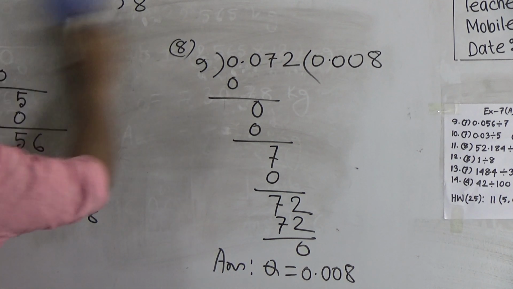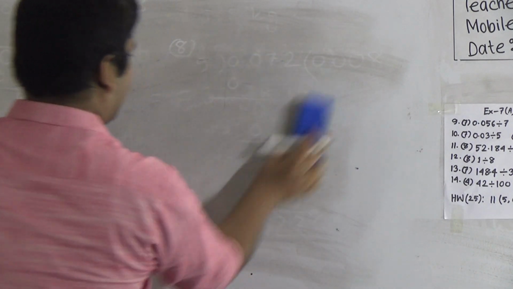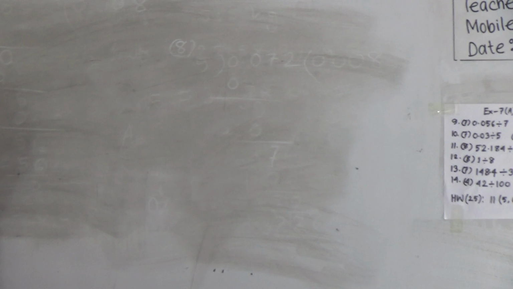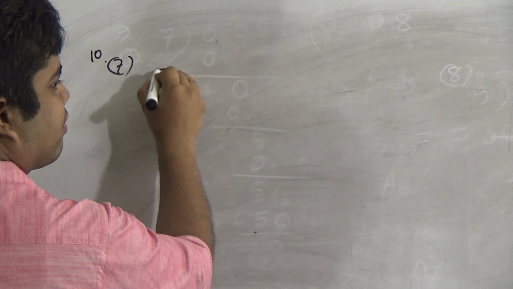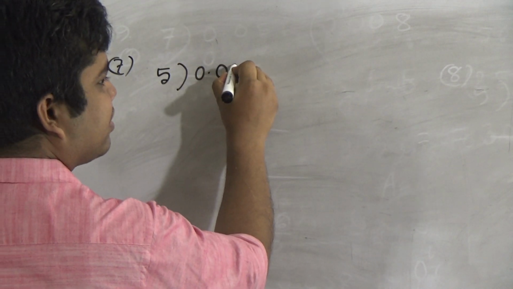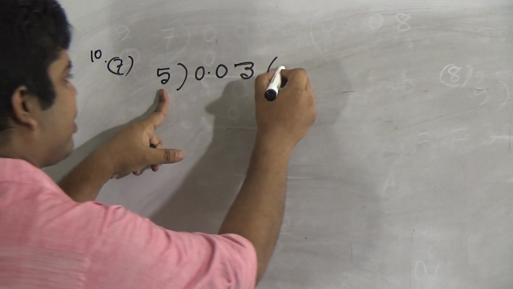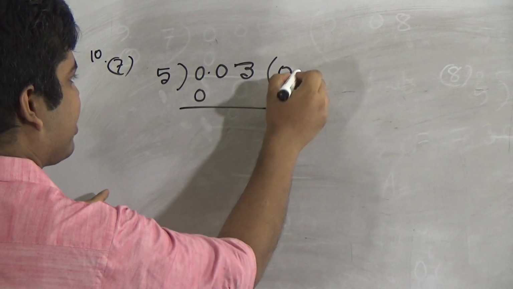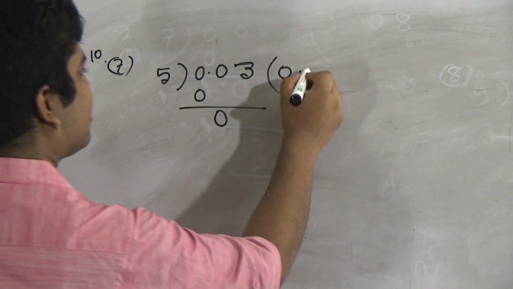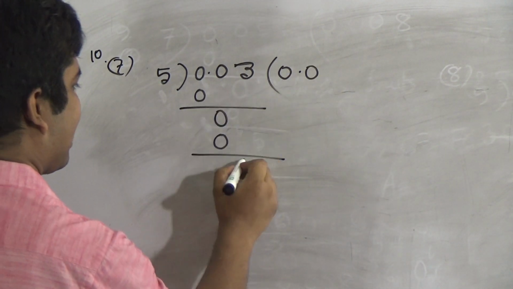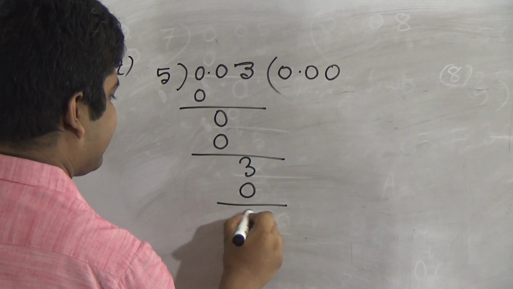Next we shall solve question number 10. Question number 10, 7 is 5 divided by 0.03. In 0, 5 goes in 0 times. So we write 5 zeros as 0. Then for this point I write here a point. This 0 is placed here. So in 0, 5 goes in 0 times. That means 5 zeros are 0. And 3: in 3, 5 goes in 0 times. 5 zeros are 0. So we write here 3.